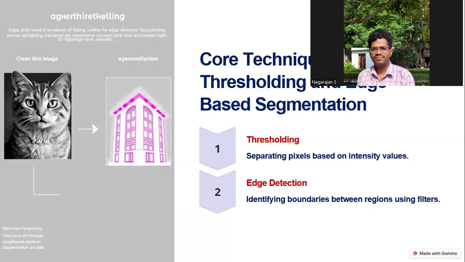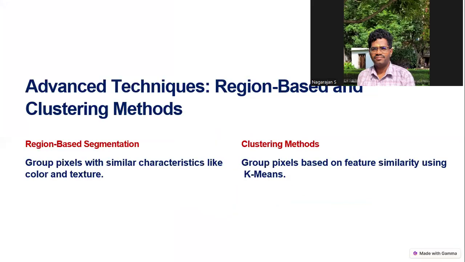Here we have to think about the advanced techniques, which follow region-based and clustering methods. First one, region-based segmentation. Here we group pixels with similar characteristics like color and texture. So whatever the image, color is important, and next, texture is important. Next one is the clustering method, where we can follow the K-means algorithm.